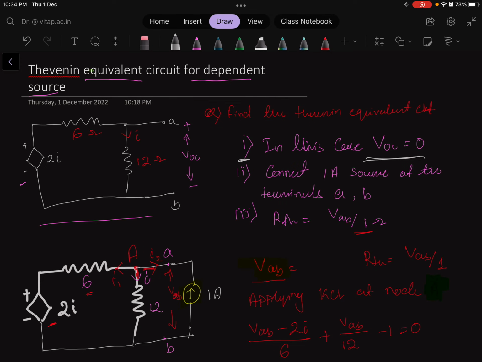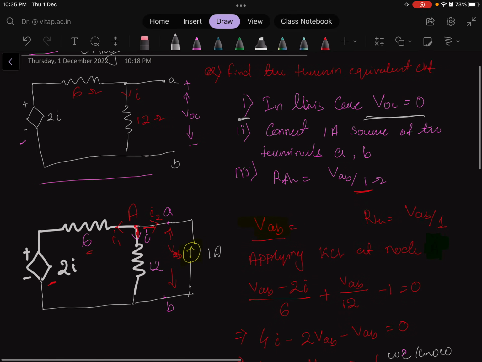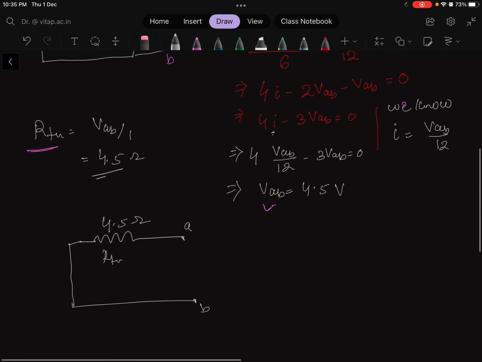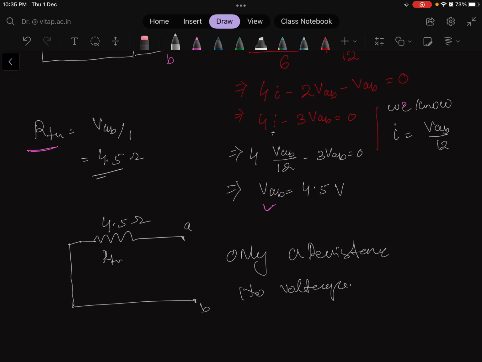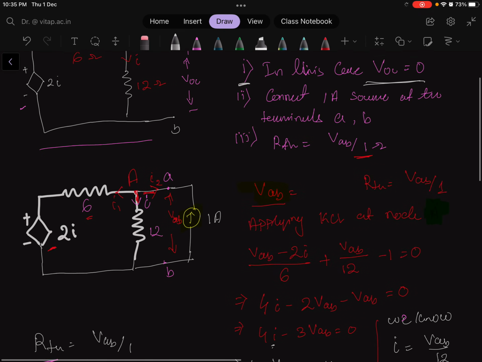If the circuit has only a dependent source, then the VOC value is equal to 0, and the final Thevenin circuit will contain only a resistance. Only a resistance value will be there, and there will be no voltage source. So this is how we can solve it.